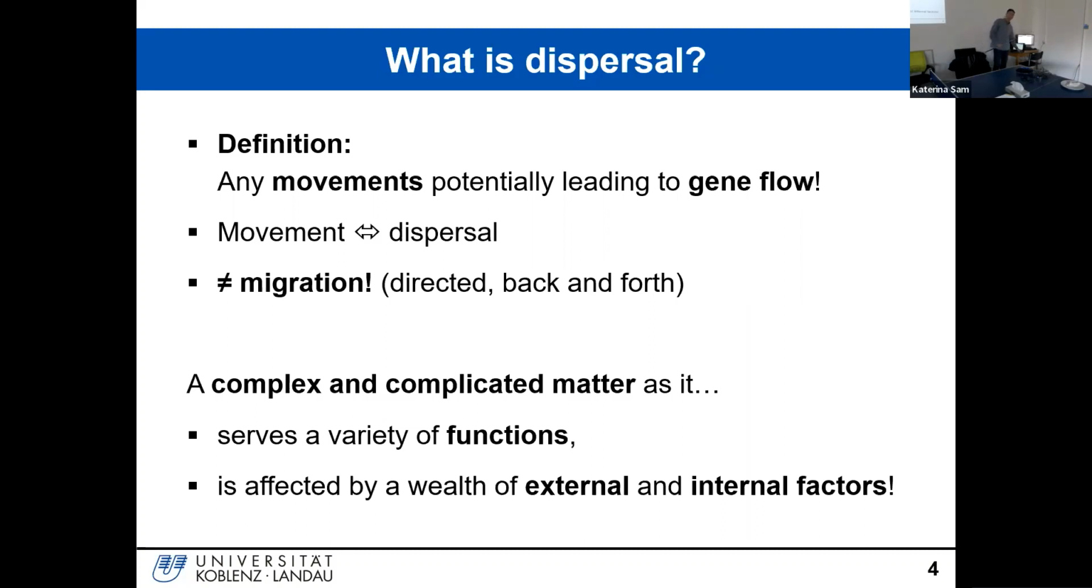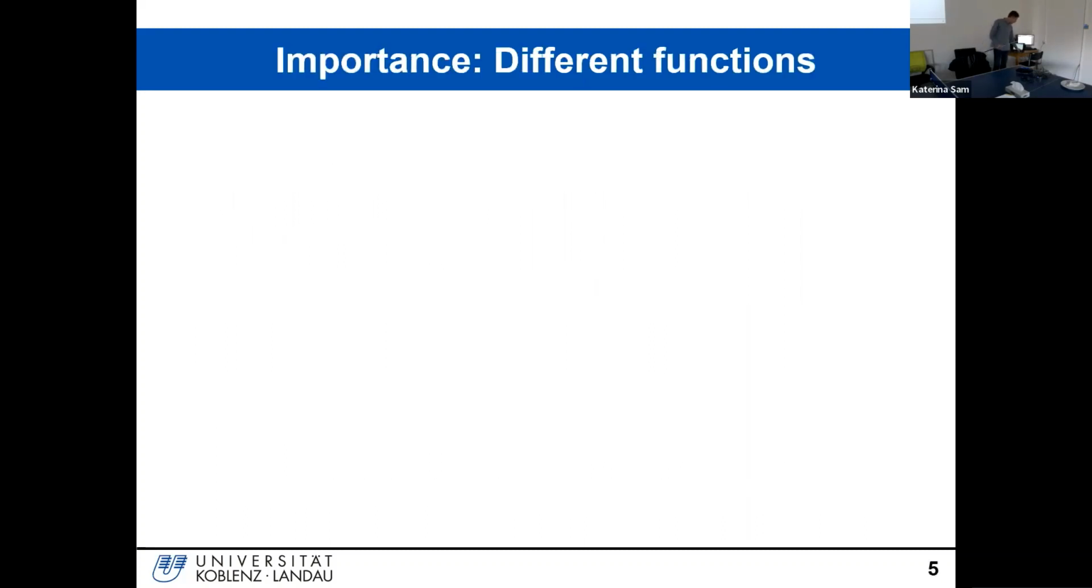So let me first talk about the importance. So what different functions? One function might be foraging, which we just did. So if you are in your flat at home and you don't have anything to eat and you are hungry, you will go foraging. You will disperse from your flat to a supermarket, to a restaurant, wherever.